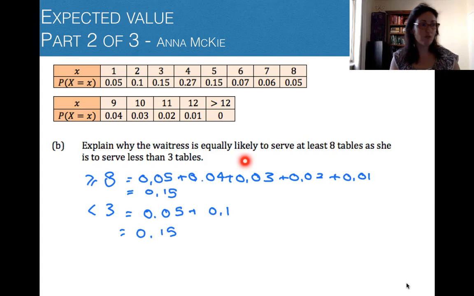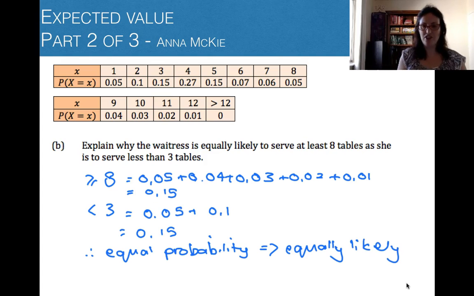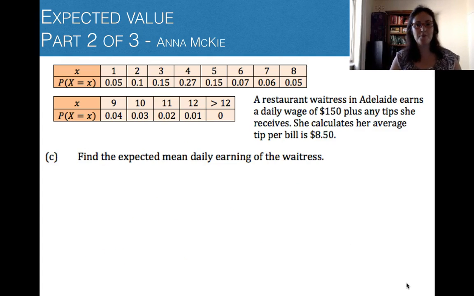Go back and read the question. Explain why the waitress is equally likely. So we've shown mathematically why, but we need to make some comment. And so we'd say equal probability, therefore, or that's equivalent to equally likely. So always make sure you go back and read the question and comment if necessary.